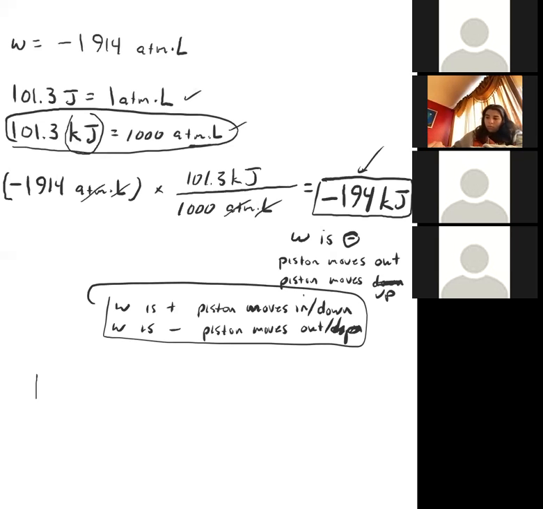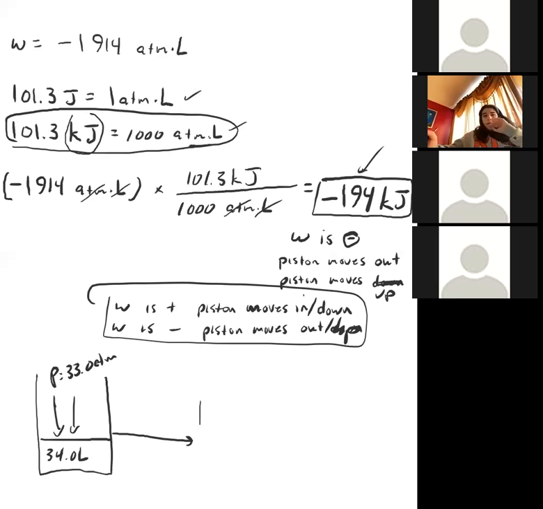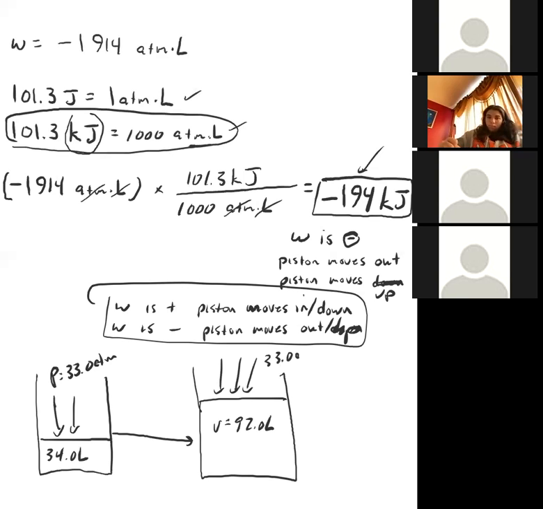So the idea here then is the piston. Think of the pressure like a force pushing down. Okay. It starts off at 34 liters, and then something happens so that the piston now has a volume of 92 liters. It still has that pressure pushing down, 33 atmospheres. And so what we would say is this is expansion. Piston moves out.